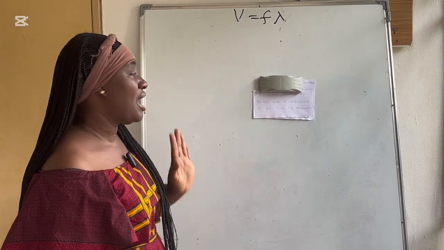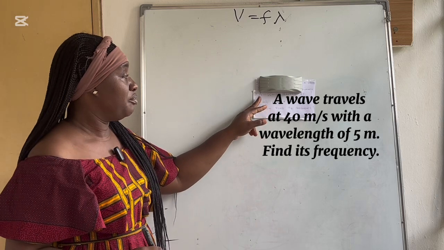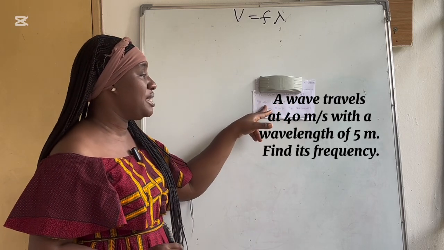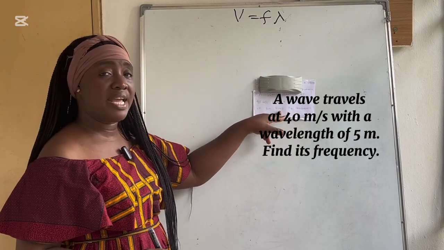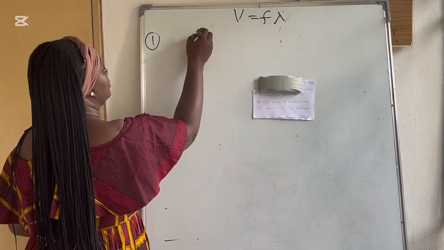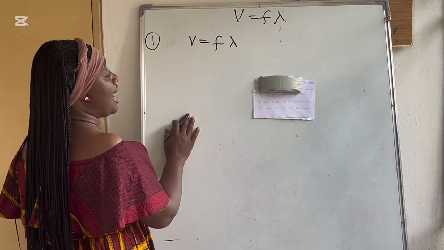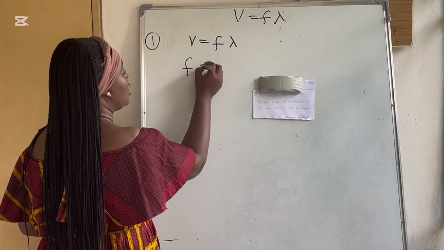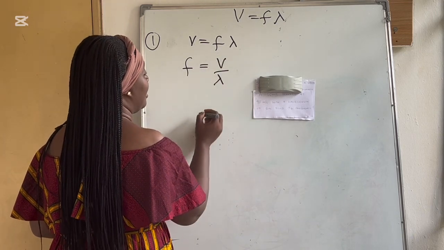On the board, we have questions. We are going to be solving them one after the other. Number one question says, a wave travels at 40 meters per second with a wavelength of 5 meters. Find its frequency. Using the wave equation, V is equal to F lambda. We are asked to look for frequency F, so we make F the subject of the formula, and F becomes V all over lambda.